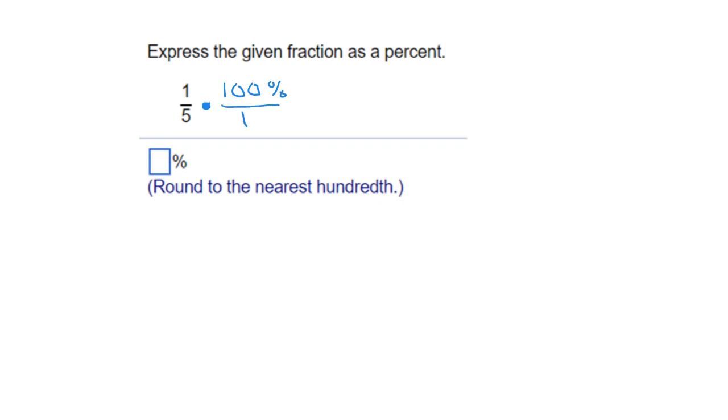At this point, you can either place this in your calculator or work it by hand. If you want to show all your work, I could say 1 times 100 is 100, 5 times 1 is 5, still leaving that percent symbol. Reducing my fraction will give me 20%. So the answer here is 20%. Make sure before you put your answer in, round to the nearest hundredths. You can see that we don't have a hundredths position to worry about, so we'll leave it as 20%.